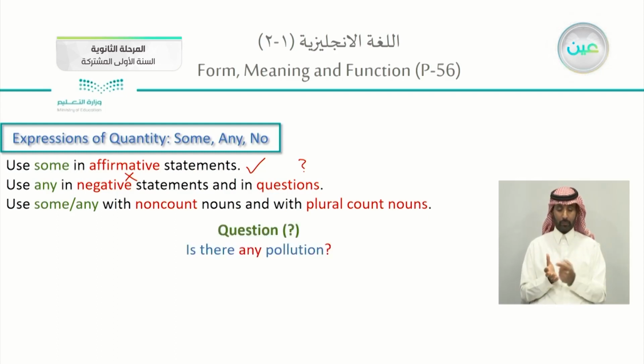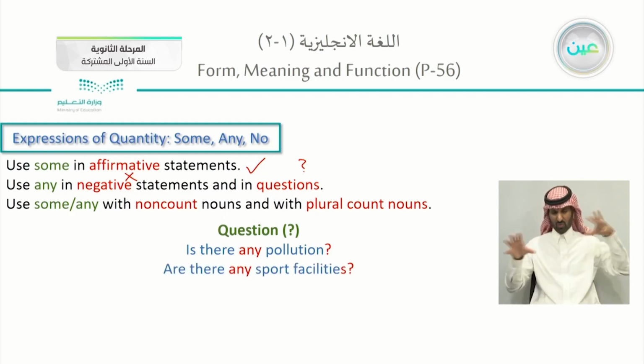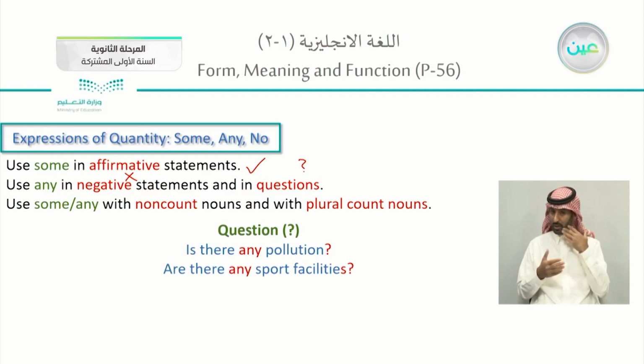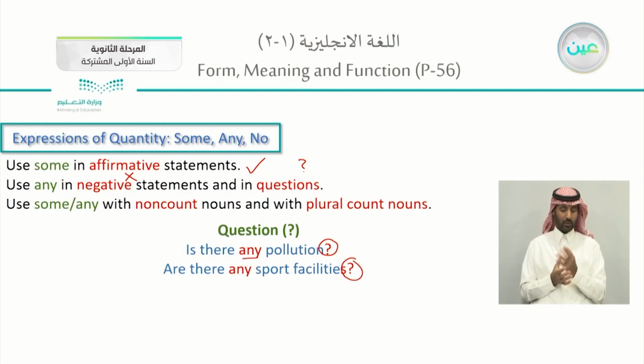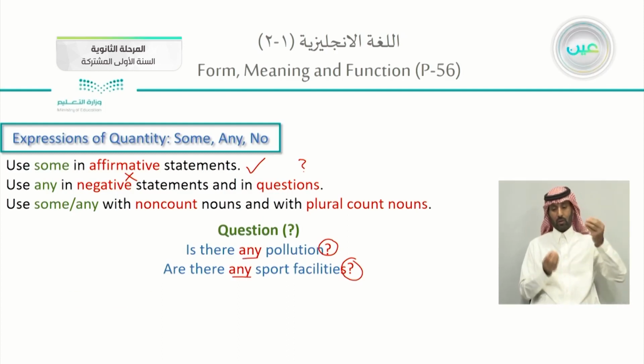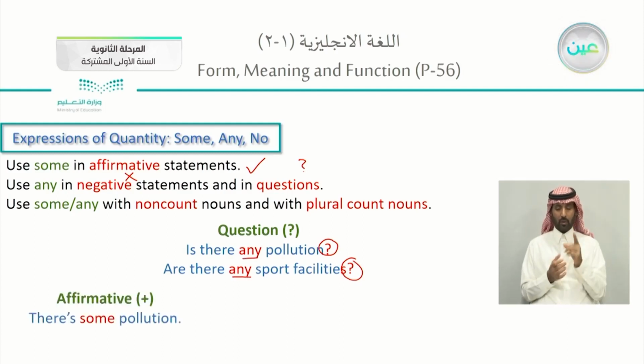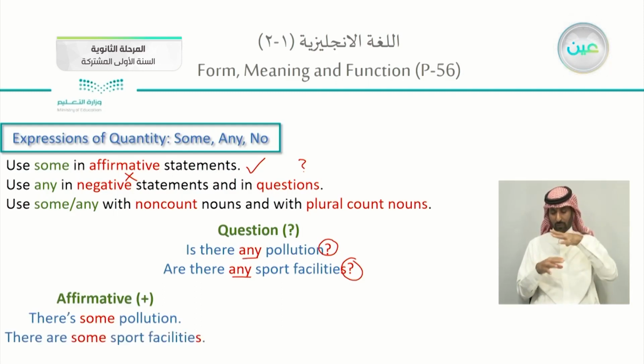So in a question, we're having, is there any pollution? Then, are there any sport facilities? Notice these are questions. That's why we've got any. In a question, we will use any. In the affirmative, I will use, there is some pollution and there are some sport facilities. With the non-count and the count noun, I have used some because it is an affirmative sentence.